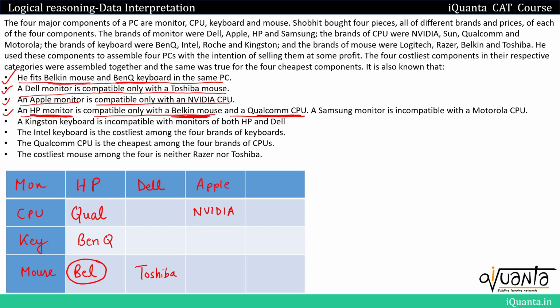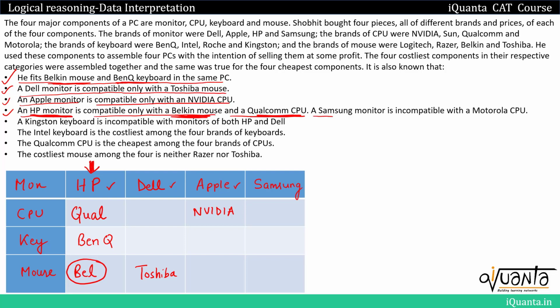We have found out HP PC, that means we have formed a PC over here which will have monitor of HP, CPU of Qualcomm, keyboard of BenQ and mouse of Belkin. So we have HP monitor over here, Dell monitor over here, Apple monitor over here. Only one monitor is left, which is Samsung. So let me write Samsung over here.